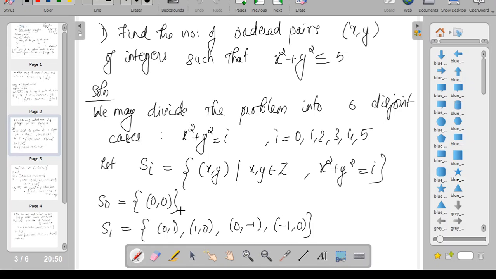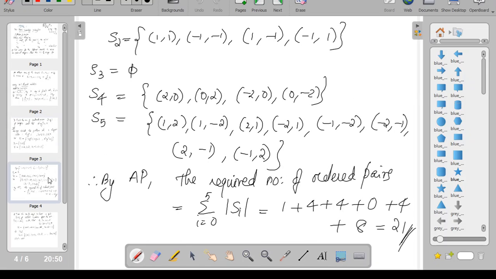So there is only one element in it. Now similarly S1 is the set where x square plus y square should be equal to 1. So that happens when you have (0, 1), (1, 0), then the negative ones (0, -1) and (-1, 0). So there are 4 elements in it.